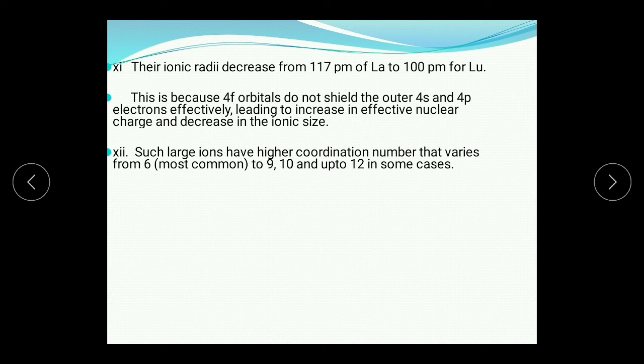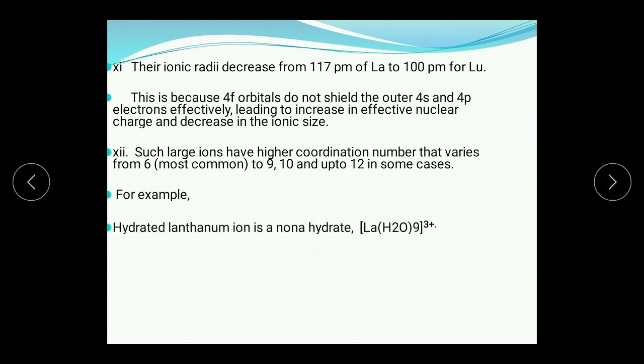Coordination number is the number of other atoms attached to the central metal atom. As the central metal atom in this case is an inner transition element and it has a tendency to form metal complexes, the coordination number shown by these elements is also large. For example, the hydrated lanthanum ion. The lanthanum ion can attach 9 water molecules. That means it can form a nonahydrate. Because of the bigger size, this is possible.